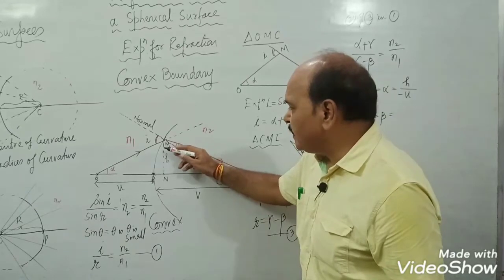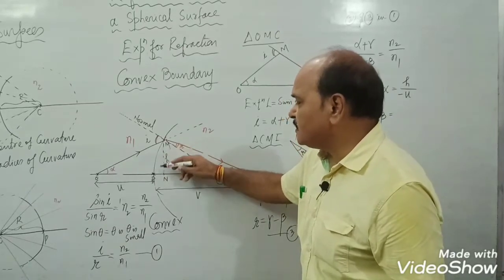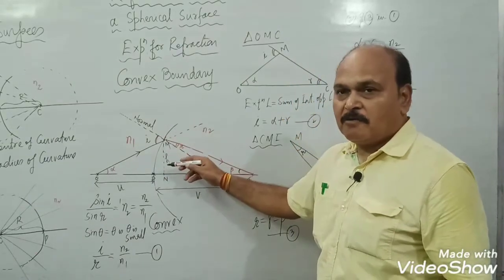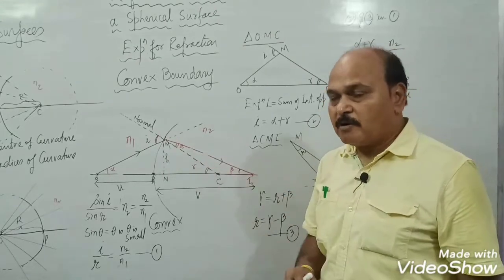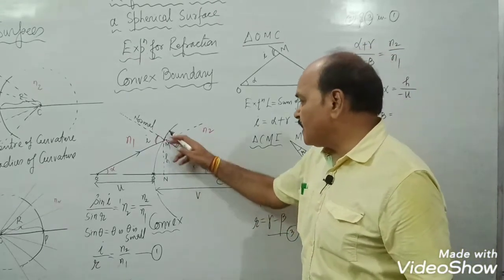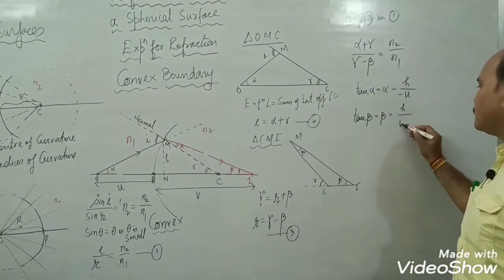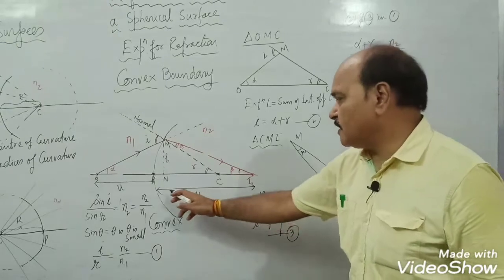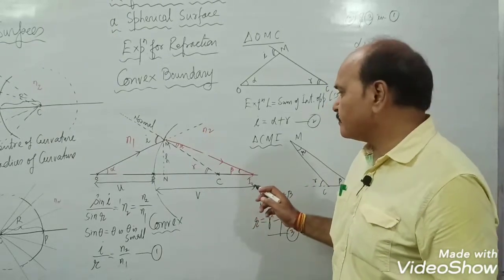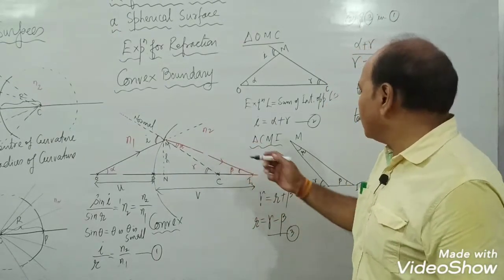Again, let me tell you, this arc MP is the same as this normal. Why? Because these angles are very, very small. So tangent of beta is H upon V. Remember, this V is positive. V is on the right side of this optical center.